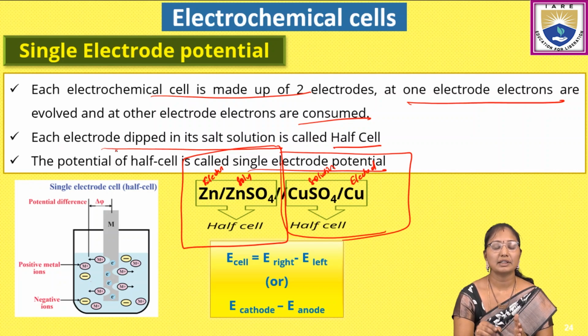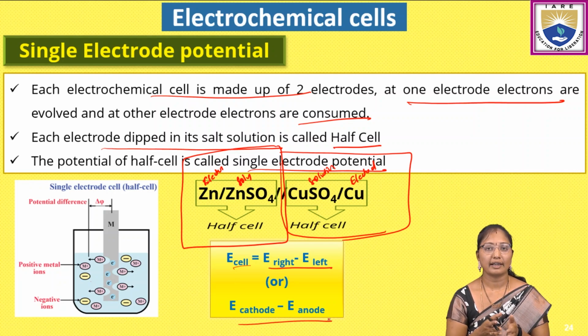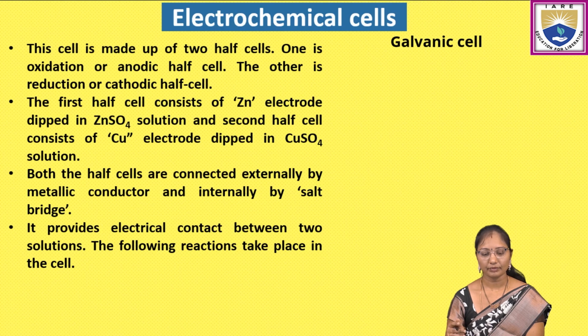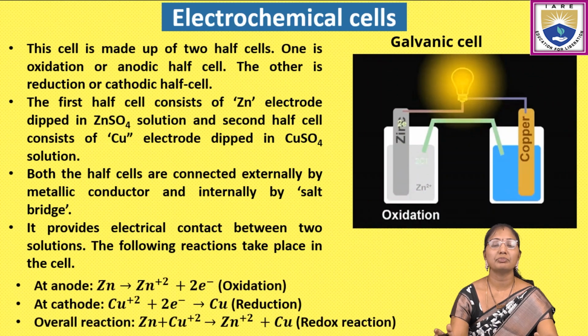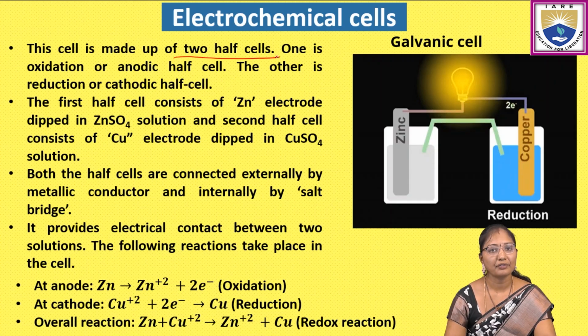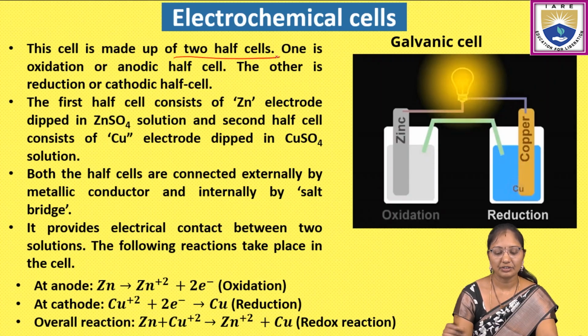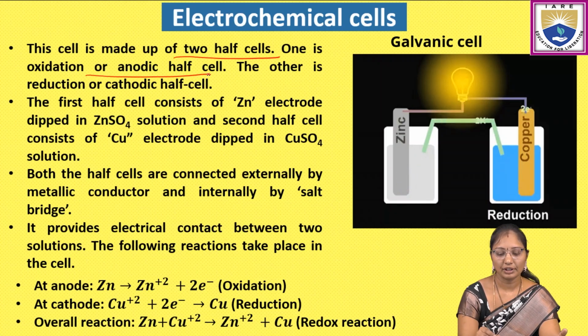Each electrode dipped in a salt solution is called a half cell. Here E cell is equal to E right minus E left, or otherwise we can write it as E cathode minus E anode. Coming to the galvanic cell, it is made up of two half cells. One is the oxidation or anodic half cell, and the other is the reduction or cathodic half cell.